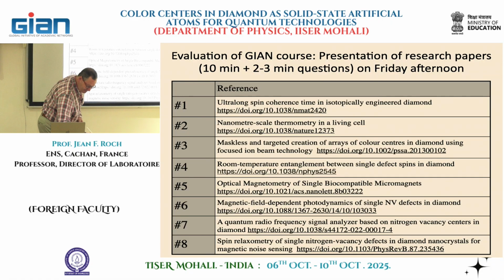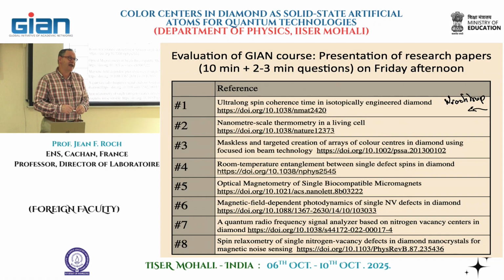The first paper here is by the team of Jörg Wrachtrup, where basically they demonstrated that you can enhance the coherence time, the T2 time, of the NV centers by removing the carbon atoms that have a nuclear spin, meaning carbon 13. So you grow diamond by the CVD technique with only carbon 12. Carbon 12 is nuclear-spin free, and they demonstrated a strong enhancement of the T2 time with this technique.